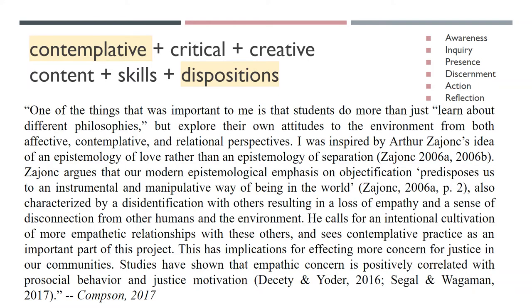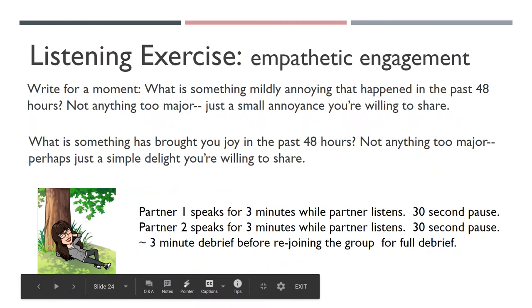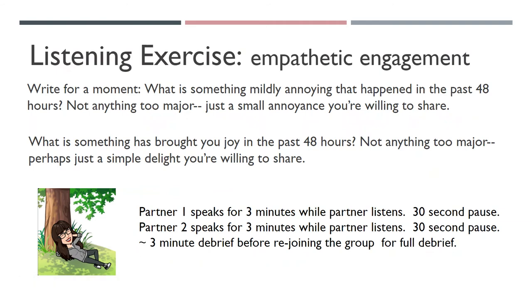You can find many variations of this practice on our website and elsewhere online. I'll present one version of it that I like right here. So here I ask students to write for a moment: what is something mildly annoying that happened in the past 48 hours? Not anything too major, just a small annoyance that you are willing to share. And what is something that has brought you joy in the past 48 hours? Again, not anything too major, just a simple delight that you're willing to share.